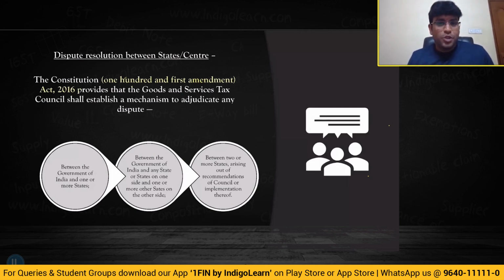Then, the Constitution 101 Amendment Act provides that the GST Council shall establish a mechanism to adjudicate any dispute between the Government of India and one or more states, Government of India and any state on one side, and one or more states on the other side, between two or more states arising out of recommendations of the Council or implementation thereof. So if any issue comes, they'll settle the issues. Don't worry. You do not take so much effort. Sir, how will they settle? How will they manage? Don't worry. They'll definitely settle the disputes and they will definitely do that dispute resolution.